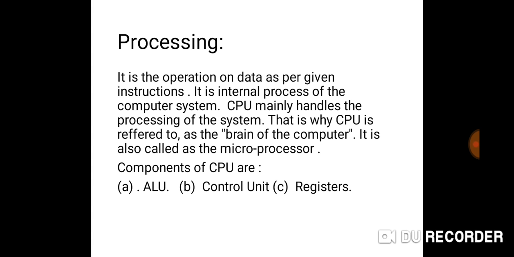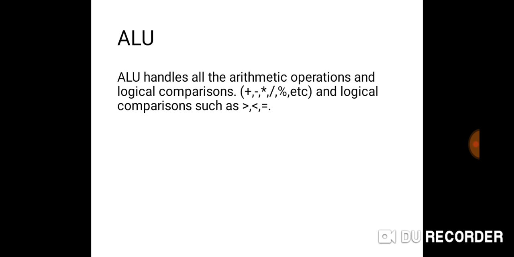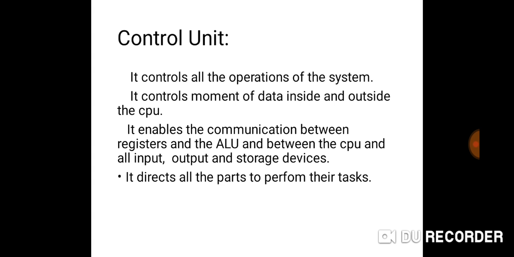Dear students, CPU has the following components: ALU, control unit, and registers. Let us see now. ALU, it is that unit, arithmetic logic unit, that handles all the arithmetic operations like addition, subtraction, multiplication, division, etc. And also it is responsible for carrying out logical comparisons like greater than, less than, equal to, etc.